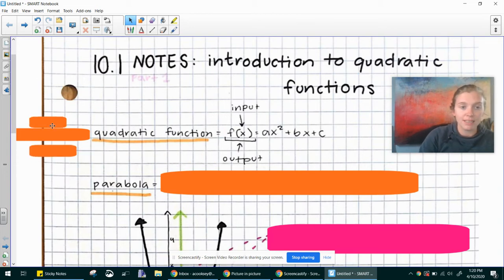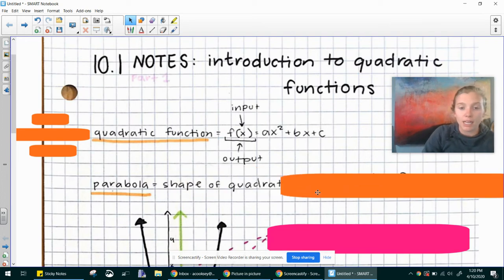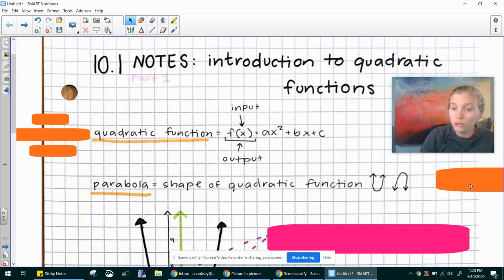Let's talk a little bit now about the shape of a quadratic function. A quadratic function is shaped like a parabola. A parabola is a U shape. So quadratic functions can be concave up, which means they open upwards, or they can be concave down, meaning that they open downwards. Each of these U shapes are called parabolas.